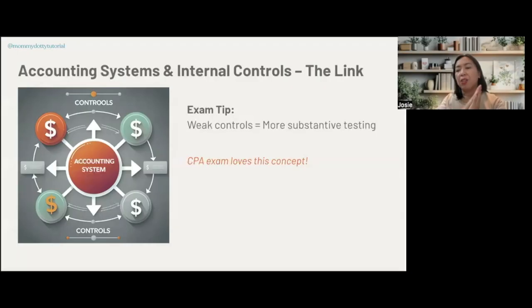Because remember that internal control is supposed to be the responsibility of the management. So if there's a leak in the control process, you need to do more testing just to check if, for example, the numbers are correct, there's no misappropriation, something like that. So as an auditor, it means more work.